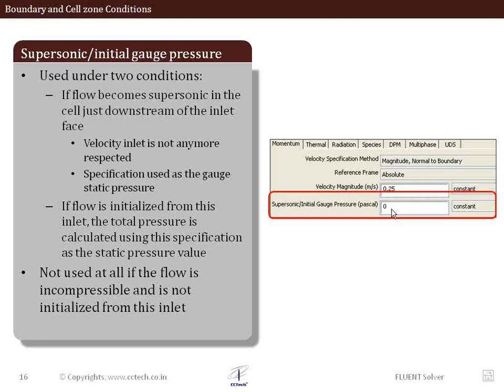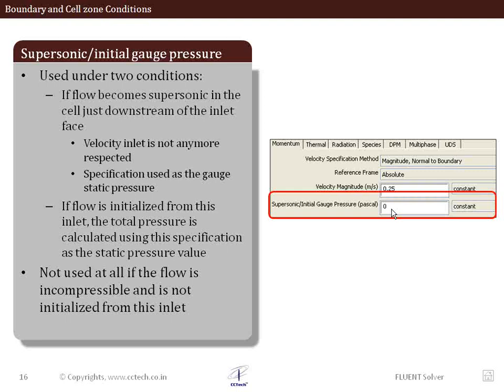Mind you, Fluent operates only with gauge pressure values. We'll speak about this in the next few slides when I speak about the pressure inlet boundaries. So gauge pressure is what is used. It is always with respect to the operating pressure which you specify in the operating conditions panel.